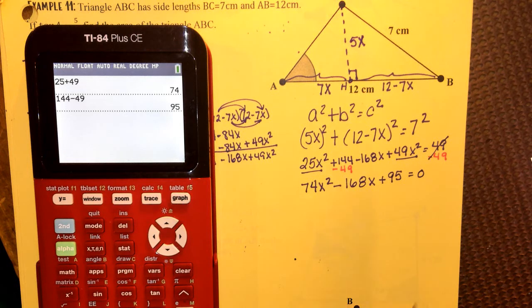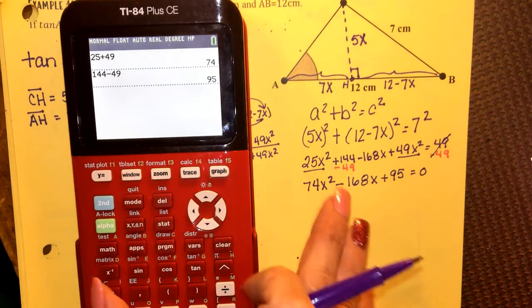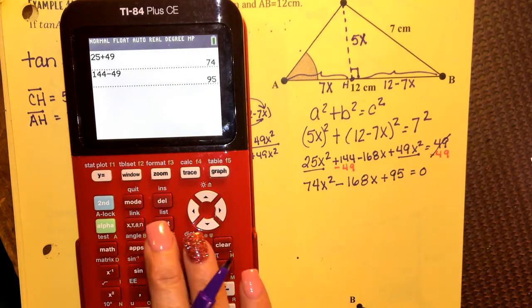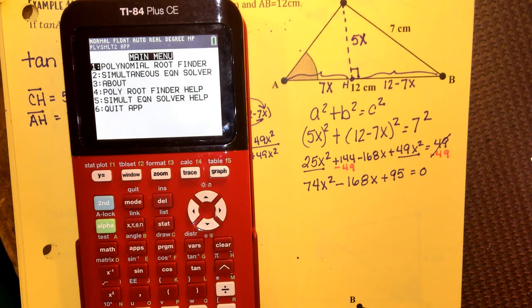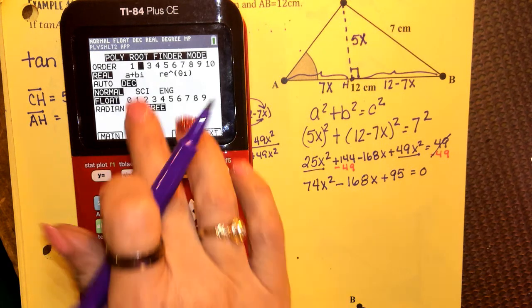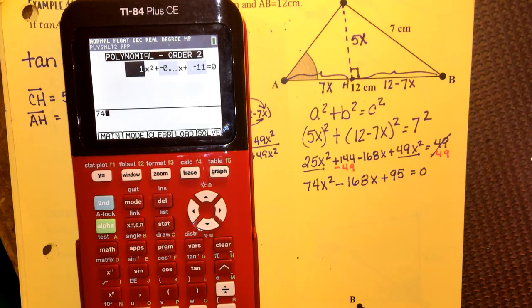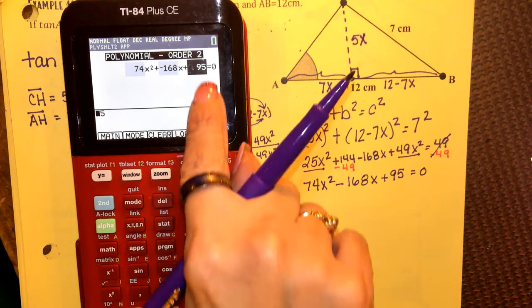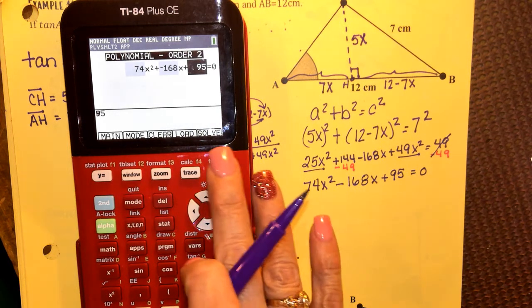Now remember, we're trying to figure out what is x. If we could figure out x, we would be good. So I've got a polynomial equation here. I'm going to go to apps, I'm going to go to number 9, and hit enter. I want to find the polynomial. It's a square, so I'm going to do degree 2. I'm going to go to next. I'm going to put in 74, enter, enter, negative 168, enter, enter, positive 95, enter, enter. Okay, 74, negative 168, 95. I'm going to hit solve.